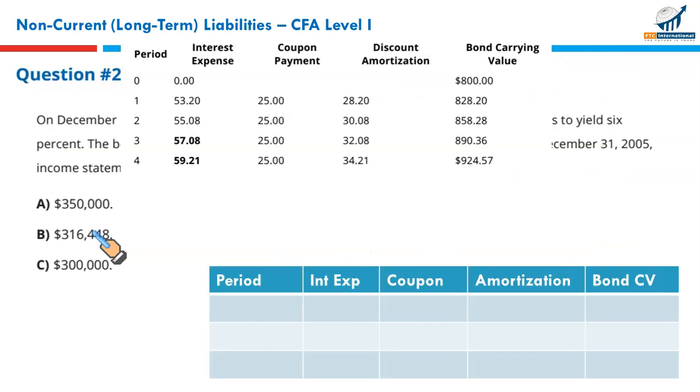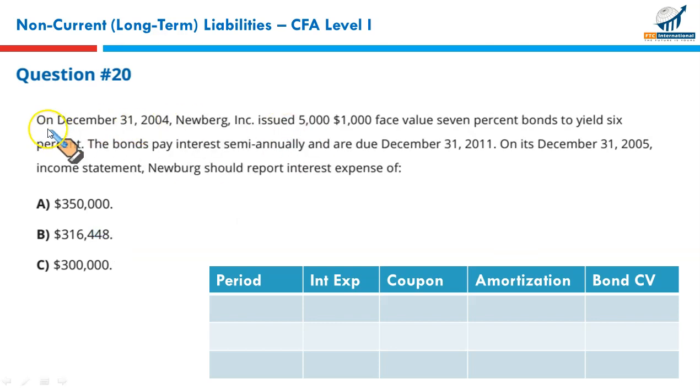Next, now we need some serious calculations again. And why have we put it here? On December 31st, 2004, Newburgh Incorporated issued $1,000 face value 7% bonds to yield 6%. Now, some important information we must extract right now. First of all, there are 5,000 bonds, each with par of 1,000.